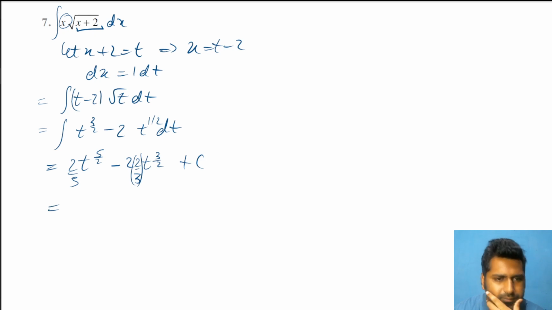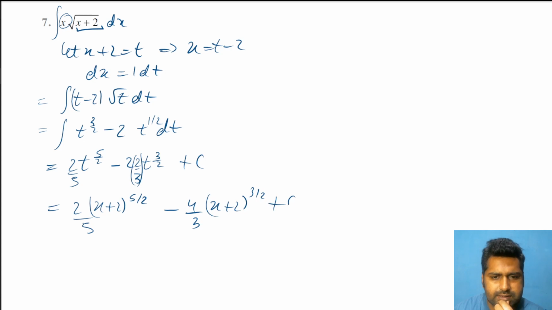Now put the value of t. T was x plus 2. So (x plus 2) raised to power 5 by 2, 2 by 5, minus 4 by 3 (x plus 2) raised to power 3 by 2 plus c. Okay. Replace your t with x plus 2 now.